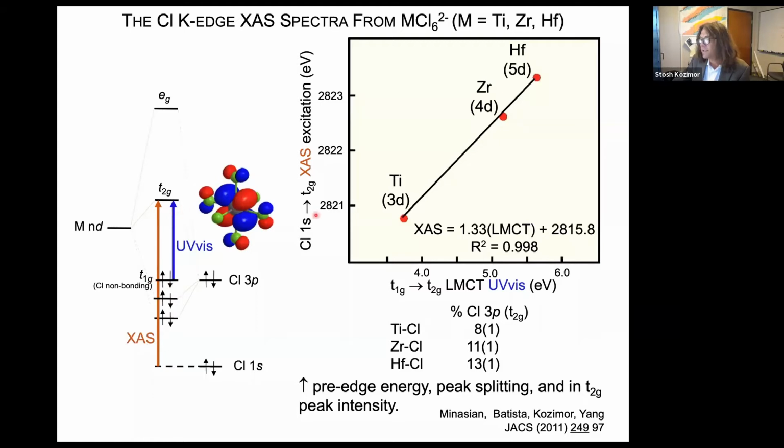And what you see is the exact same trend. As you increase the energy here, you push this T2G orbital up in energy, and there's a linear correlation between hafnium, zirconium, and titanium. Okay, that does make sense.